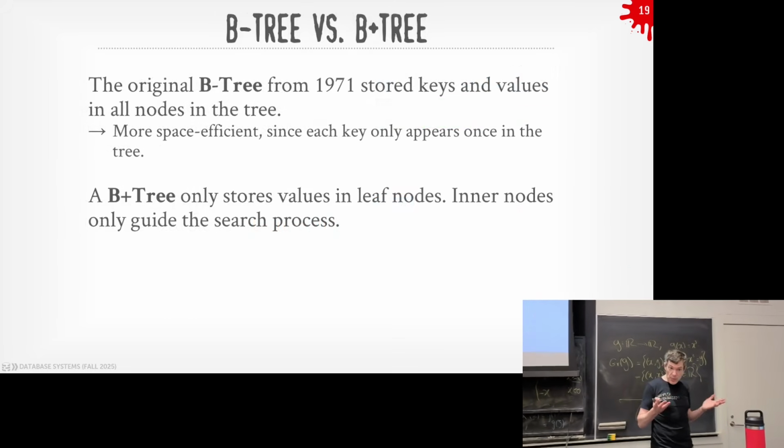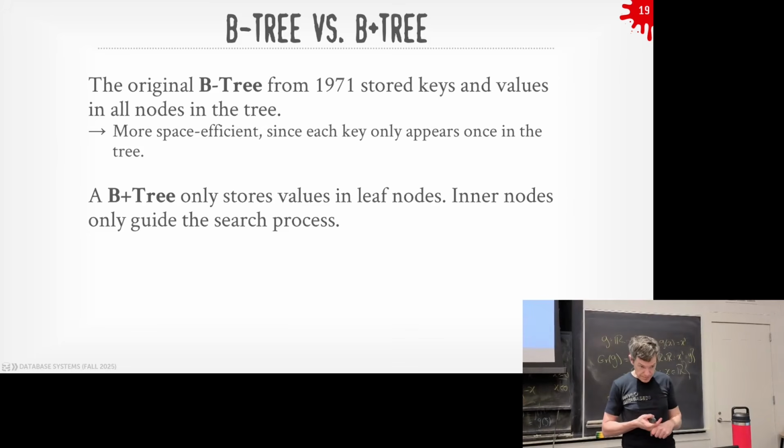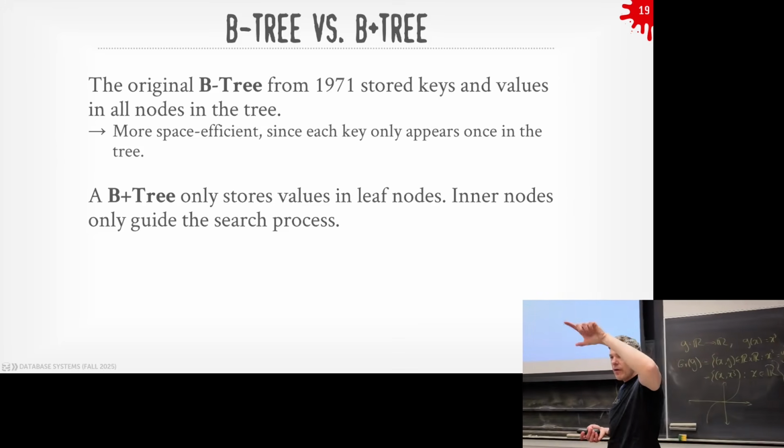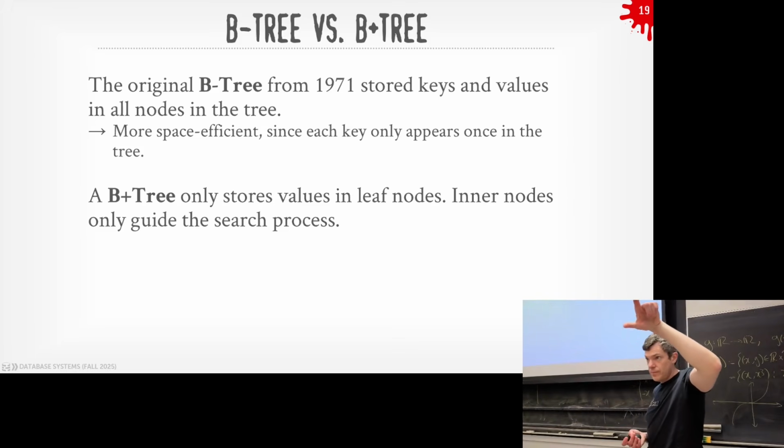All right, so now that you know the basics of B+Trees, let me make the distinction between a B tree and a B+Tree. Actually, this should be 1970, not 1971. But in the original B tree, all the values could exist anywhere in the inner nodes.